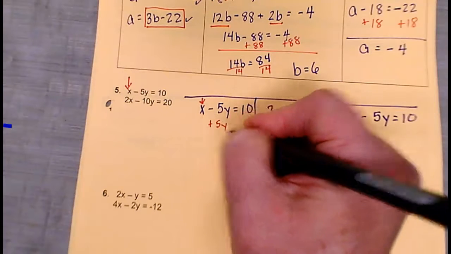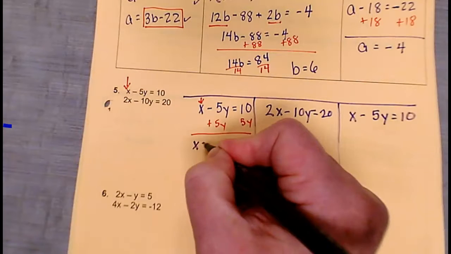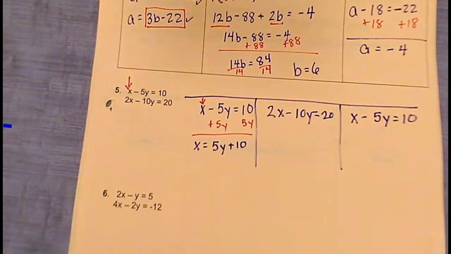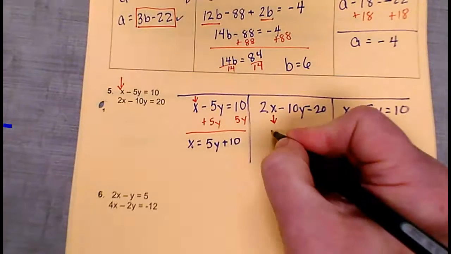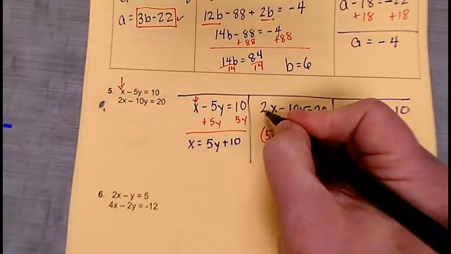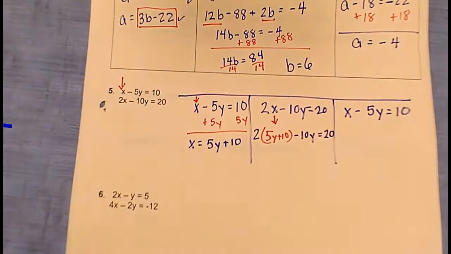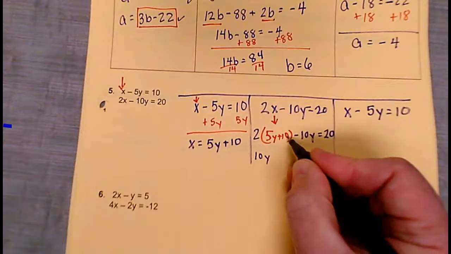We're going to add 5y to both sides. X equals 5y plus 10. In place of this x, we are going to put the 5y plus 10. We still have this 2 out in front. Minus 10y equals 20. Distribute. 2 times 5, 2 times 10.